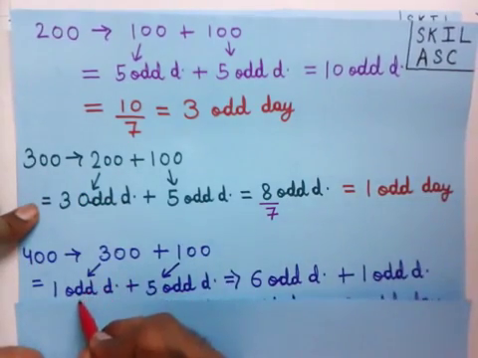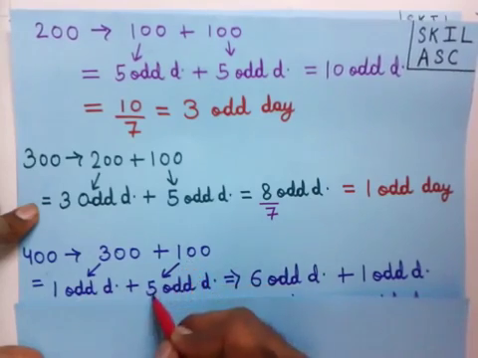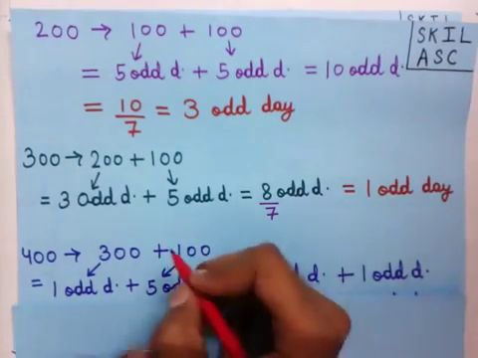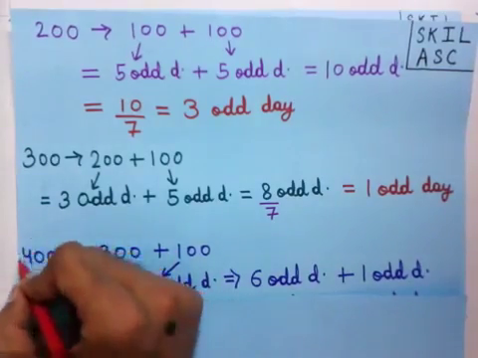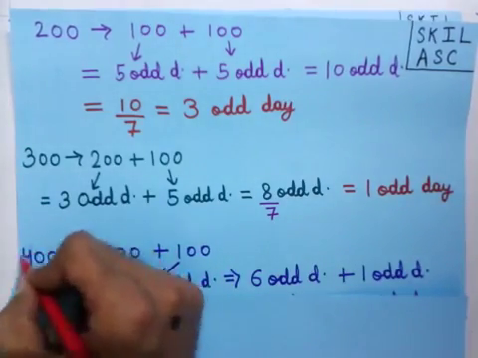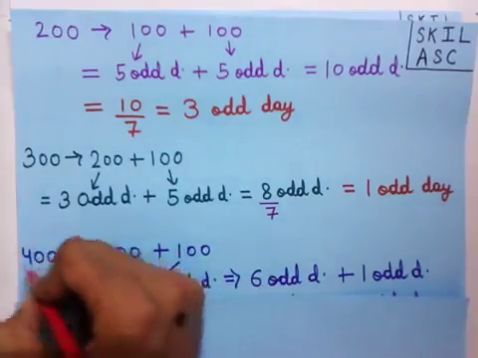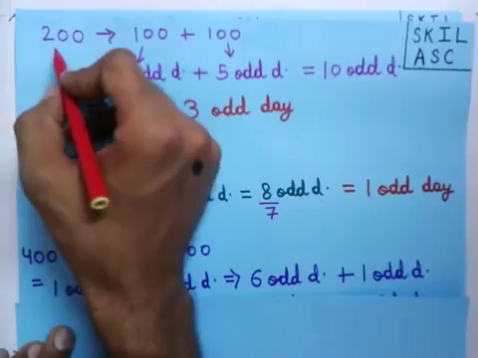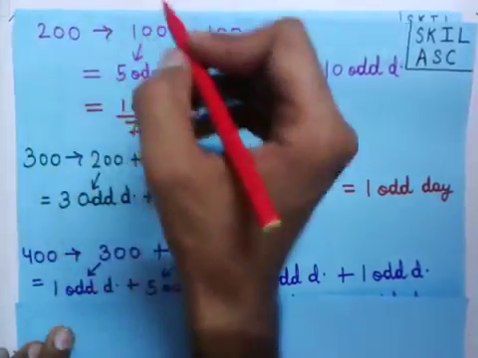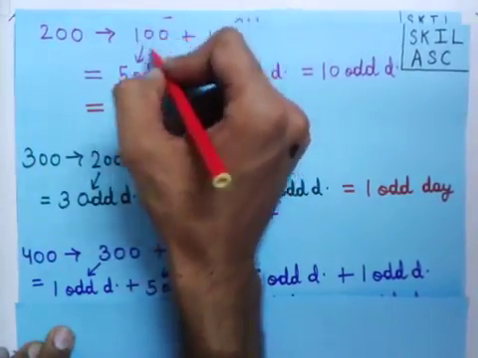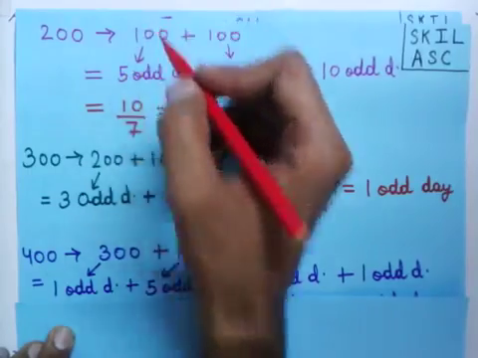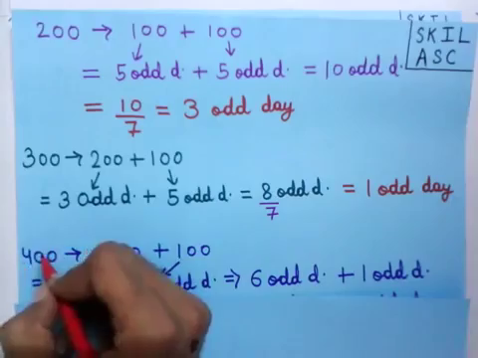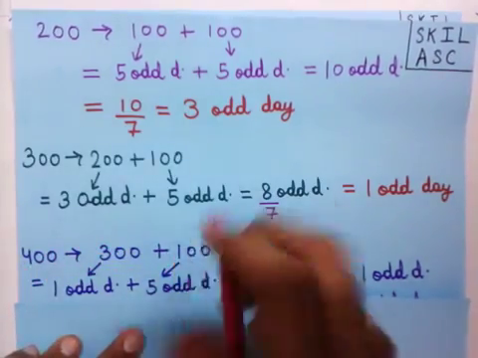So 300 years have one odd day and 100 years have 5 odd days. So we have got a total of 6 odd days. But you must notice here that this 400-year period ends in a leap year. Before 400 we had 300, which was not a leap year, 200, which was not a leap year, and 100, which was also not a leap year. But in this case 400 is a leap year, and we know a leap year has 2 odd days.